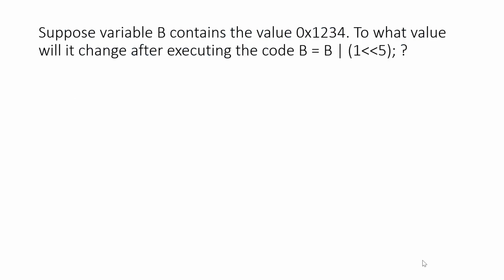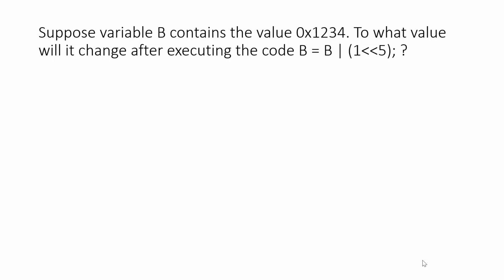Suppose variable B contains the value 1234 in hex. To what value will it change after executing the code? B equals B or 1 shifted 5 bits to the left. So that is going to set bit 5 in B, if it's not already set. And bit 5 is in the second hex digit from the right, and it has a significance of 2 in that digit, right?